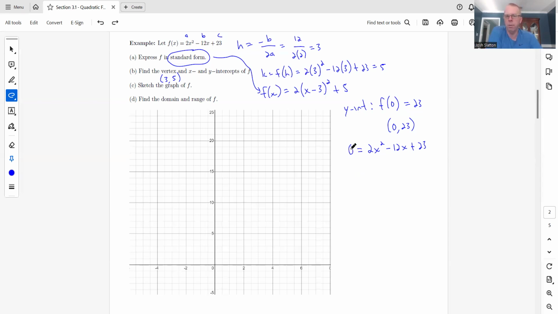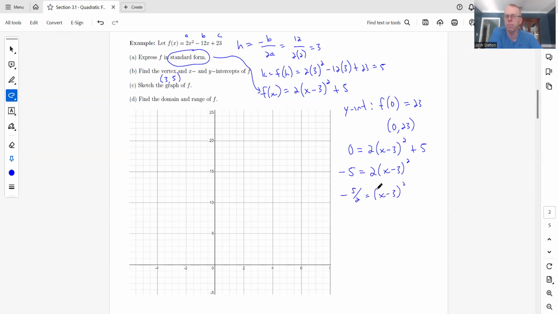Let's set this equal to 0. So let's not do the original form. Let's set this one, the standard form, equal to 0. I think that will be easier. So 2 times x minus 3 squared plus 5. So we bring the 5 over. We have negative 5 equals 2 times x minus 3 squared. Divide by 2, so negative 5 halves equals x minus 3 squared.